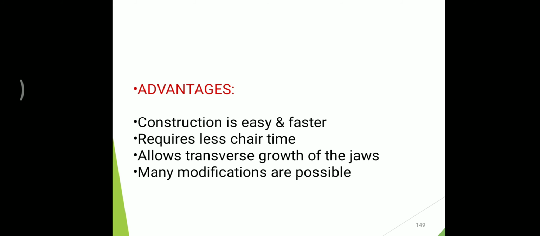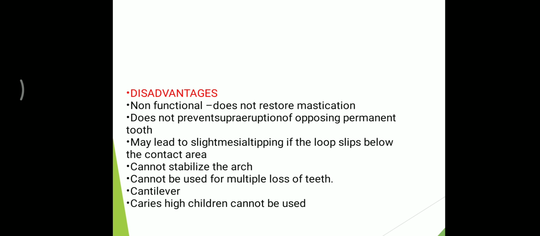The advantages are: construction is easier and faster, requires less chair time, allows transverse growth of the jaw, and many modifications are possible. The disadvantages are: non-functional and does not restore mastication, does not prevent supereruption of the opposing permanent tooth, and may lead to slight mesial tipping if the loop slips below the contact area, cannot stabilize the arch, and it cannot be used in multiple loss of teeth, cantilever, and caries-high children.